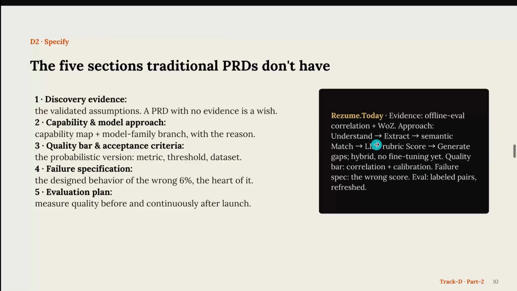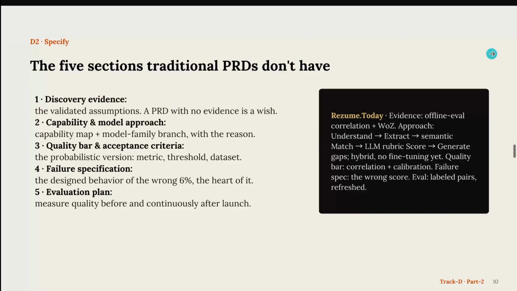Okay. Quality bar is correlation plus calibration. Yeah. Failure spec is on the wrong score. Hey, how do we ensure the wrong score is limited in evaluations? So evals on labeled pairs and refresh data frequently. Probabilistic acceptance criteria and the quality bar, we just spoke about this.